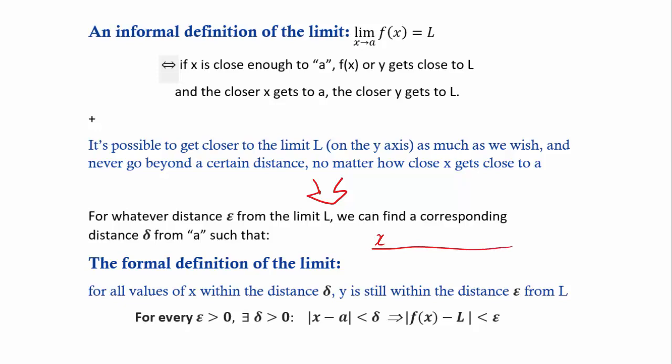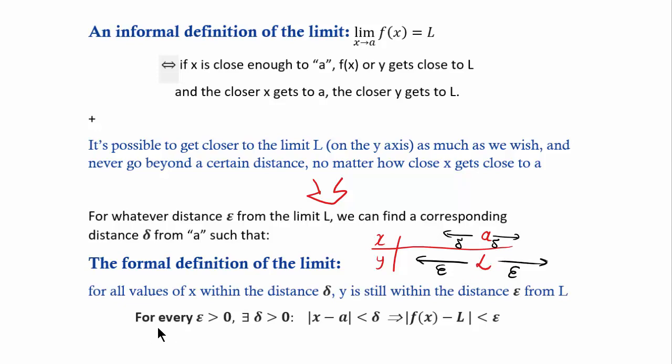Let's say here is x and here is y, and x approaches A and y approaches the limit L. So the definition says for whatever distance epsilon from the limit L, let's say here, we can find a corresponding distance delta, small Greek letter delta, from A, which is here, such that for all values of x within the distance delta, y is still within the distance epsilon from L.